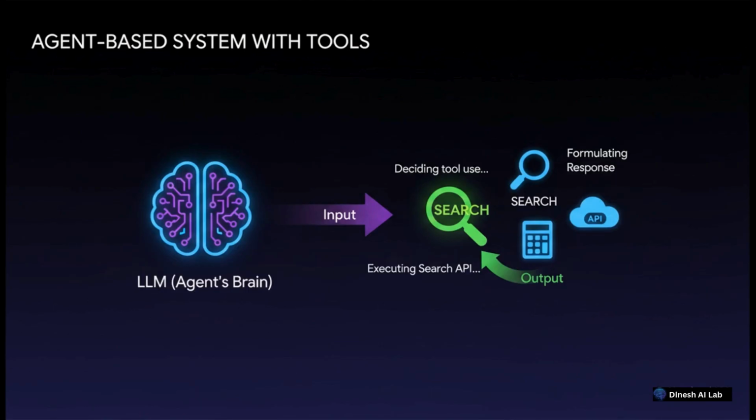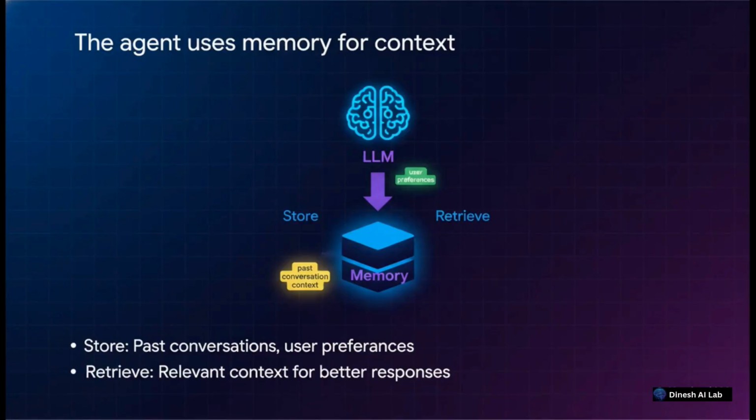Okay, but what about remembering things from one conversation to the next? That's where the memory component comes in, and it's absolutely essential. The agent can store key bits of information, like details from past chats or your personal preferences. Then it can pull that info up later to add context and give you a much more personalized answer.